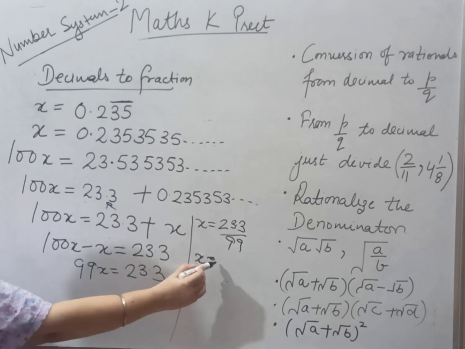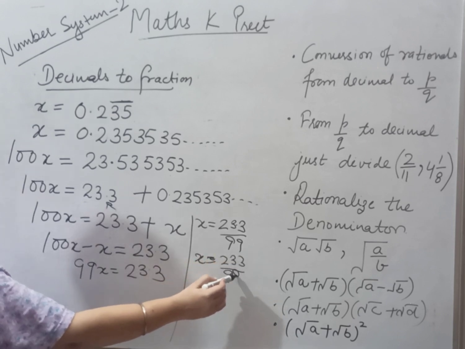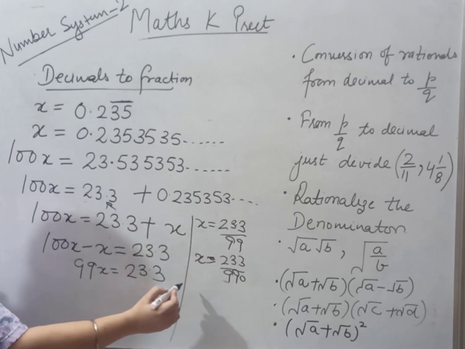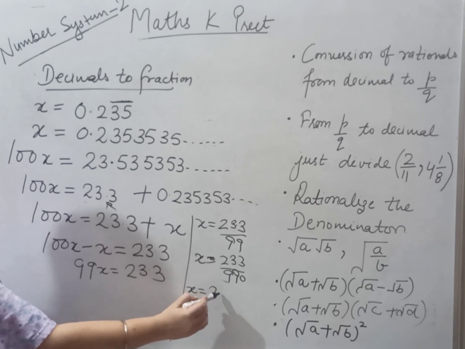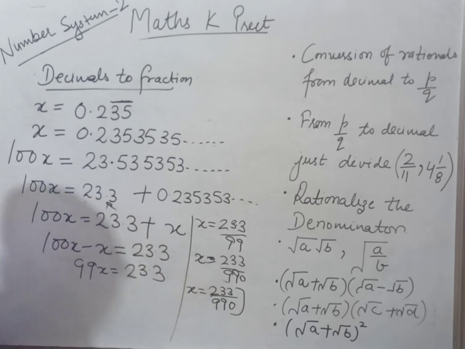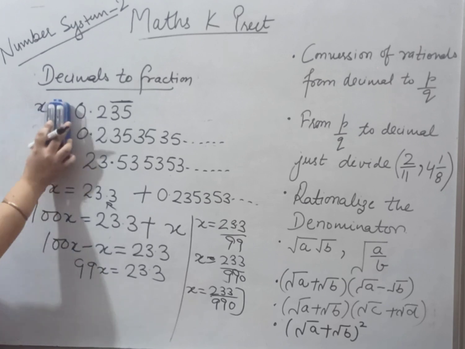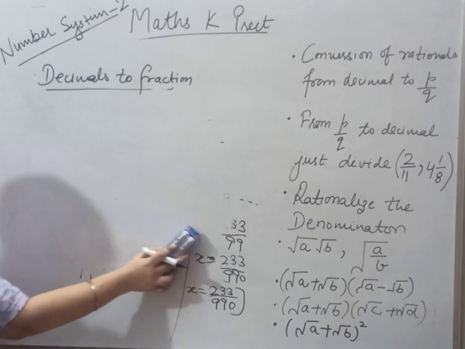I am writing here x is equal to 23.3 divided by 99. Remove the decimal, it will give a 0 here. So obviously x is equal to 233 divided by 990, which is the fraction form for the number 0.235 with the bar over 3 and 5. So this is the fraction form for the number. Now let's see how to rationalize the denominator.